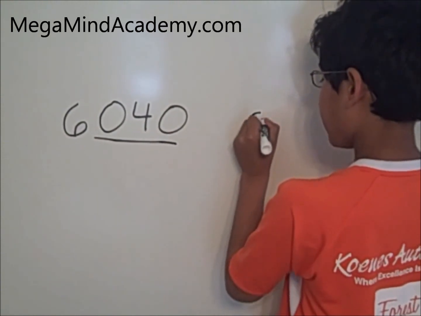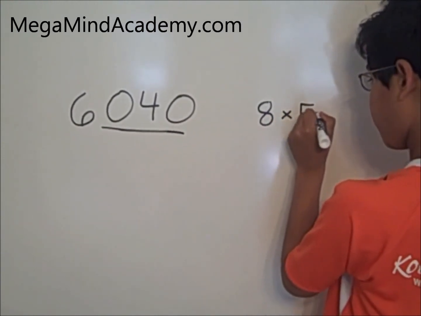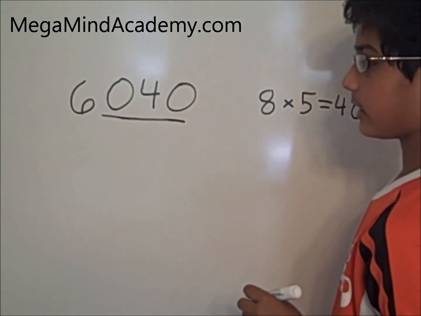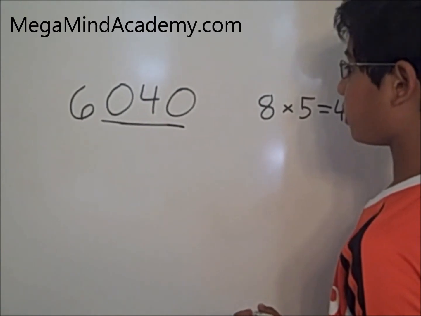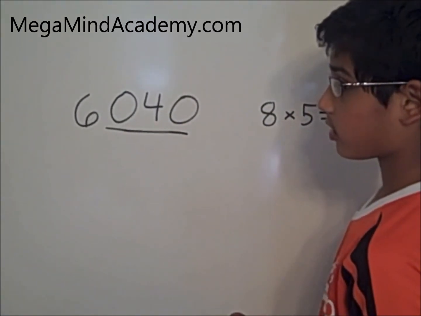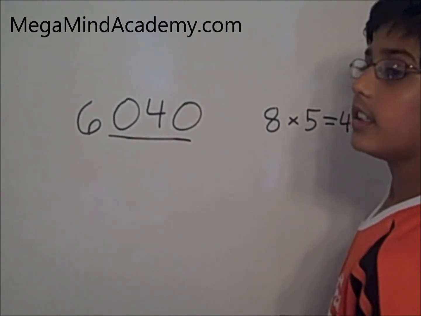And 8 times 5 equals 40. That means 040, which equals 40, is divisible by 8. So that means 6,040 is divisible by 8. Let's cross check.